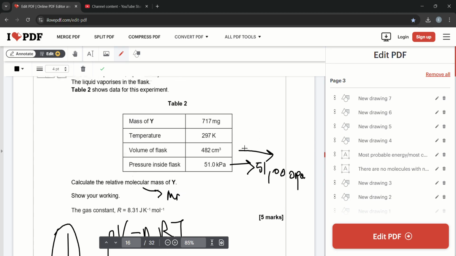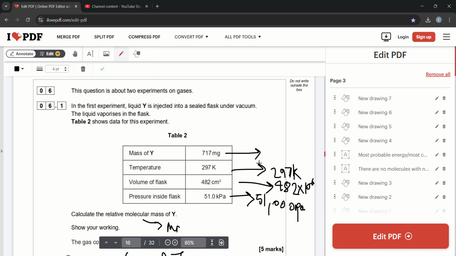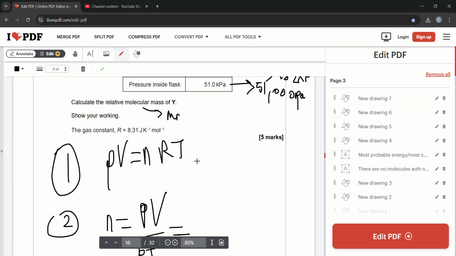Volume. In the ideal gas equation, we want it in meters cubed, not in centimeters cubed. So what we need to do is 482 divided by a million, so times by 10 to the power minus 6. Temperature is already in its correct unit, 297 Kelvin. Sometimes they'll also keep one in its correct unit to try to trick you, and you think, oh, maybe we need to convert it to degrees Celsius. No, it's perfectly fine. And the mass of Y needs to be converted into grams, so we just divide by 1,000.